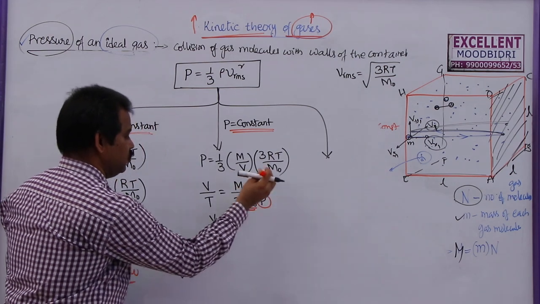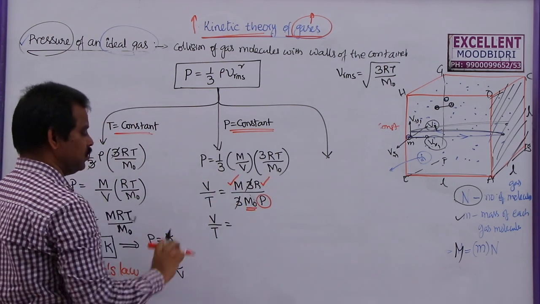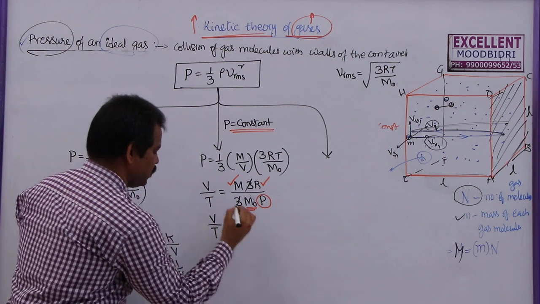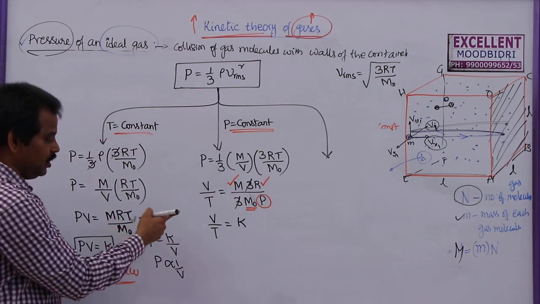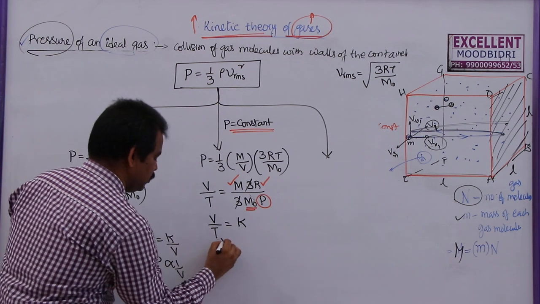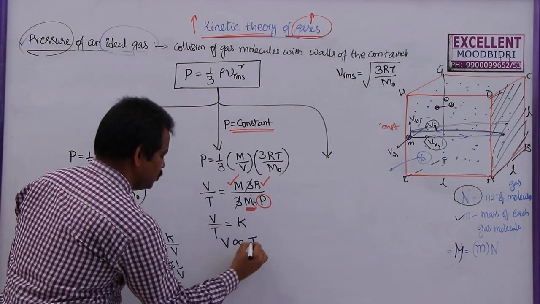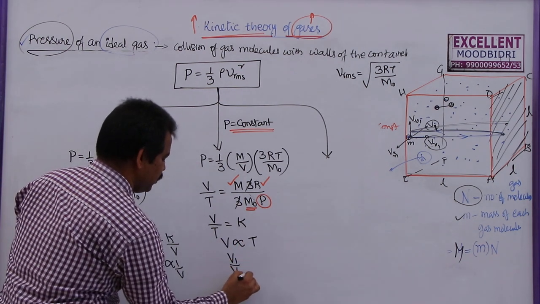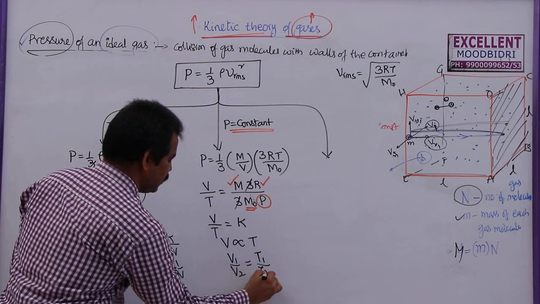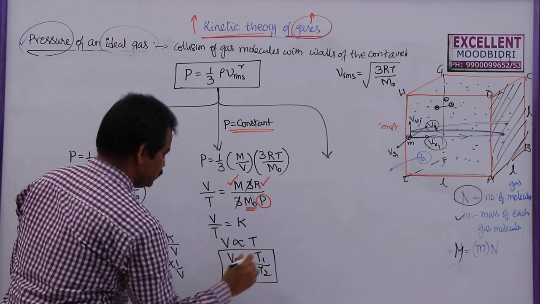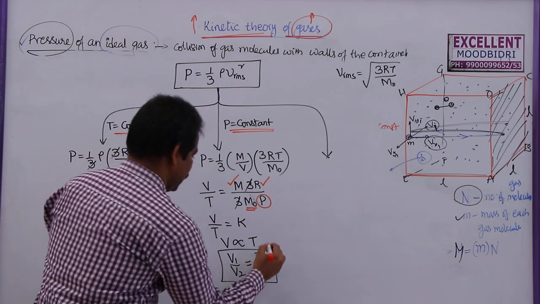This is the universal gas constant, and the mass is constant. So this will become K, that is constant. So V by T is constant. V is directly proportional to T, or V1 by V2 is equal to T1 by T2. So this we call the Charles law.